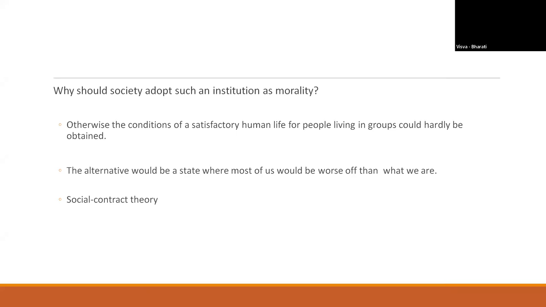That there are certain things I am not going to do to you, provided that those things are something that you are also not going to do to me. This is the kind of contract we are all living in, and it is called the social contract. And this is the reason why morality as an institution was developed in the society. Because otherwise, the conditions of living in a society were not attained.